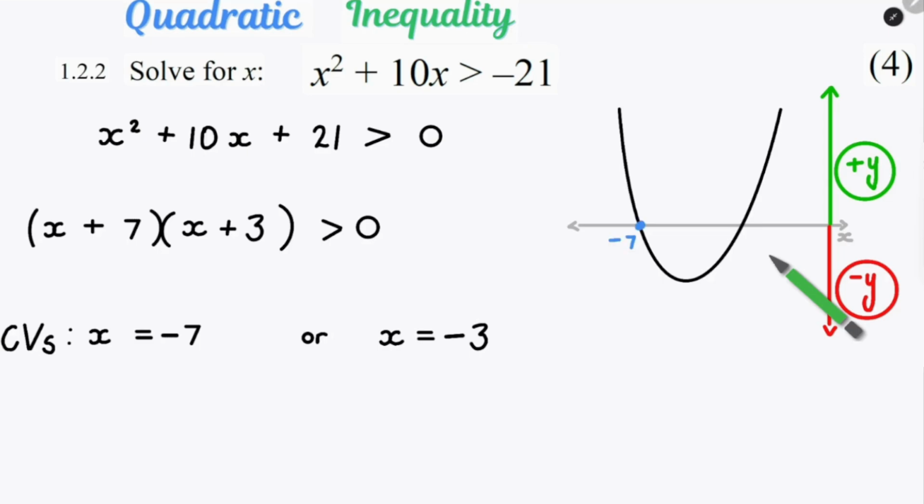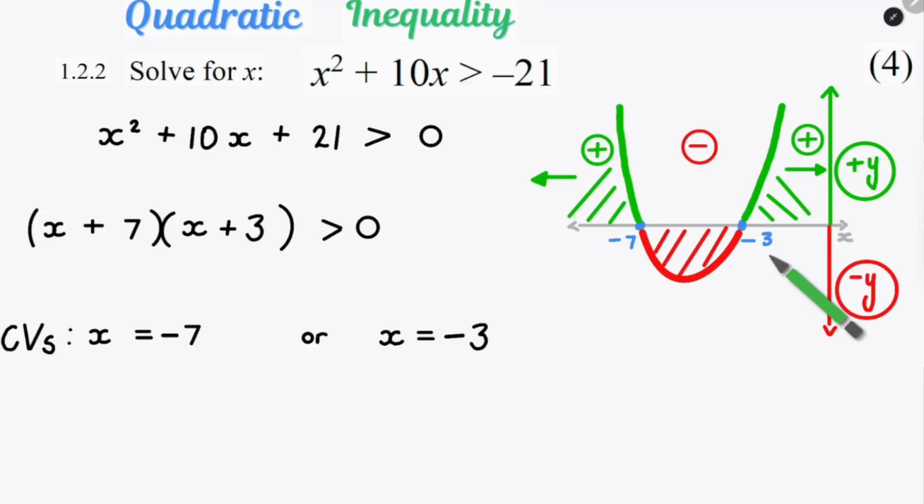To go a little step further and analyze this parabola, it has 3 separate regions. This green region over here is where it has positive y values, and this green region over here is also where it has positive y values. And this little region in between negative 7 and negative 3 gives me negative y values. To properly assess which one we need to answer with, we look at this crocodile mouth over here. That's saying I want the parabola to be bigger than 0. I want positive y values.